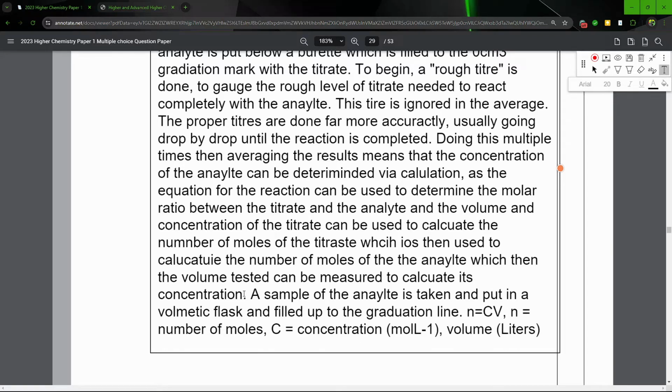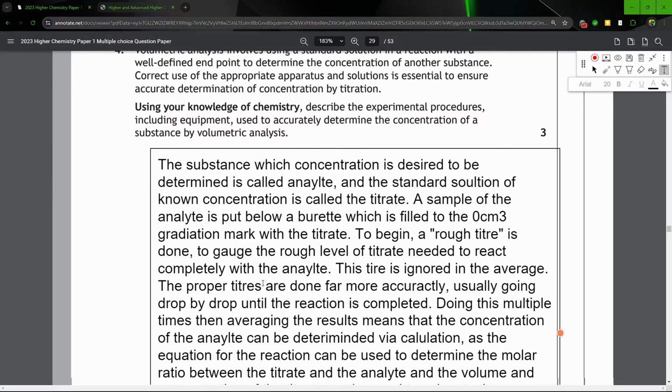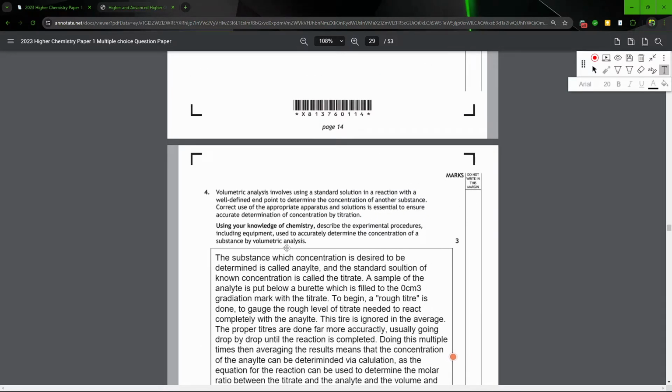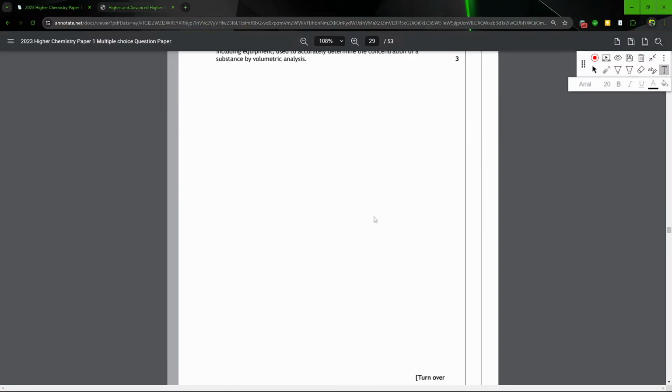Yeah, that's probably enough. It's a bit disjointed, I'll be honest. It's not one of my best answers, but this should give you quite a few marks. Just keep rambling on about volumetric analysis and you'll get there.